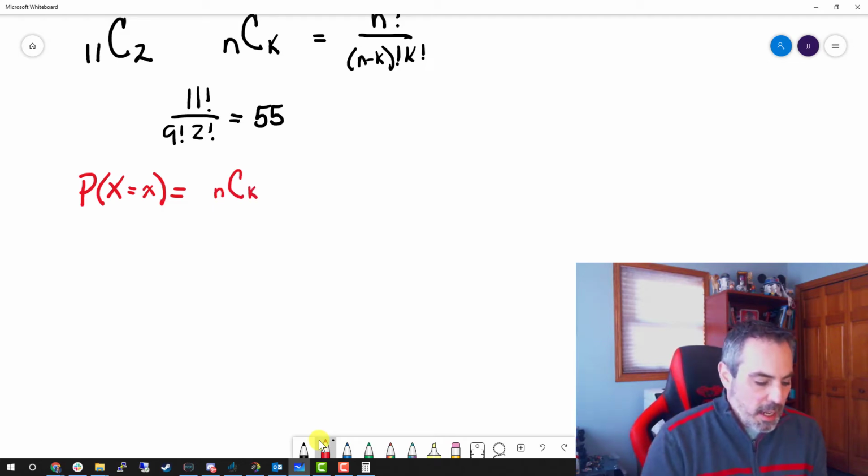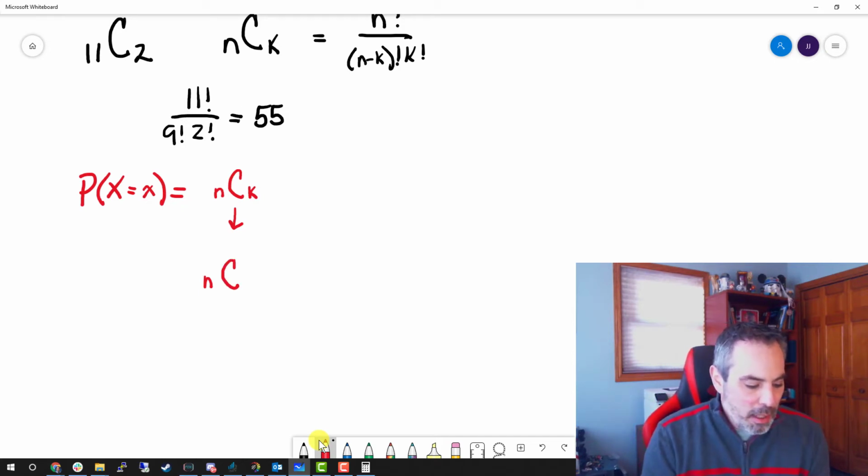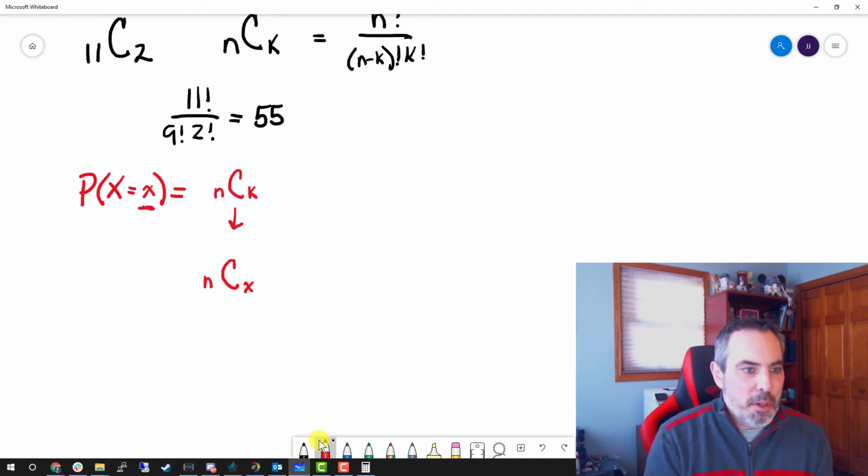I'm going to take that nCk idea and rewrite it as nCx, using this lowercase x. That's the number I'm looking for. Like, how many different ways can lowercase x happen? How many different ways can 2 insects die? I am going to multiply that times the probability that an insect dies raised to the x power, right?